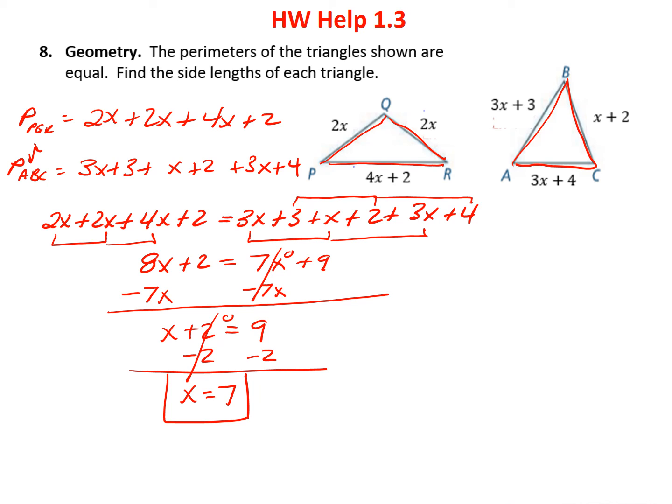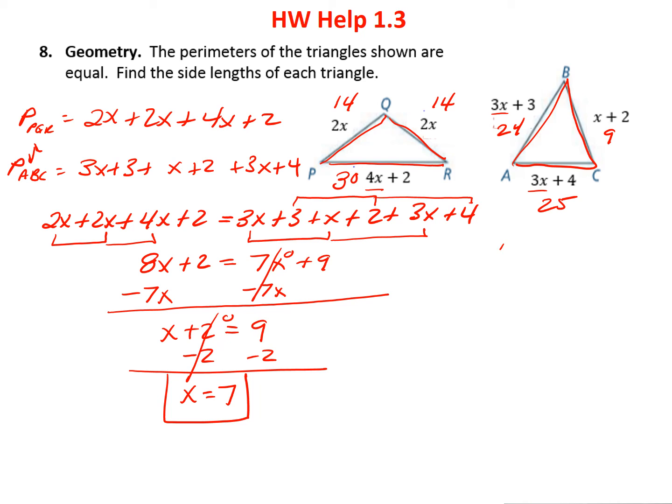So 2 times 7 is going to be 14. 2 times 7 here is 14. And here we have 4 times 7 is 28, plus 2 is going to make this side 30. Okay? Now up here, 3 times 7 is 21, plus 3 means this one's going to be 24. 7 plus 2 makes this 9, and 3 times 7 is 21, plus 4 is going to be 25.